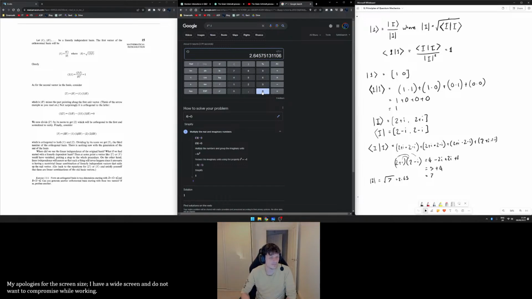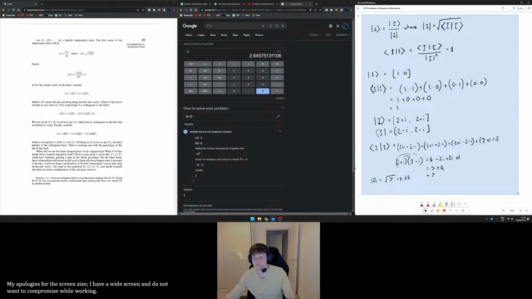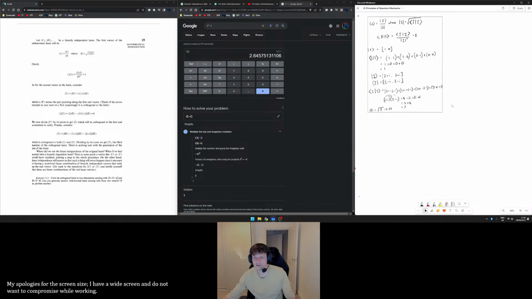And then now we've got that, and so now it's going to be 7 divided by 2.65. Let's see if I can make this all a bit smaller. Oh, I can do it here, probably easier. Like that.